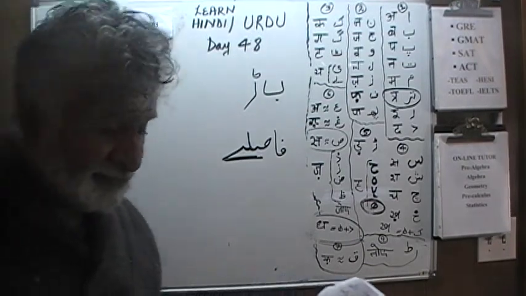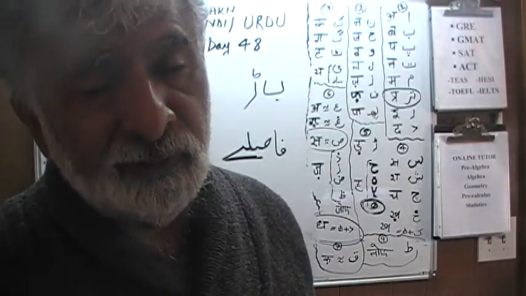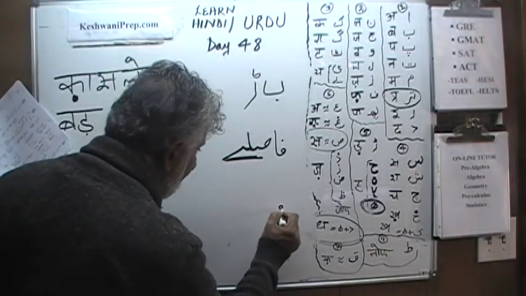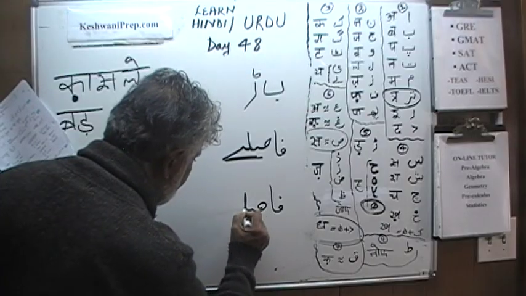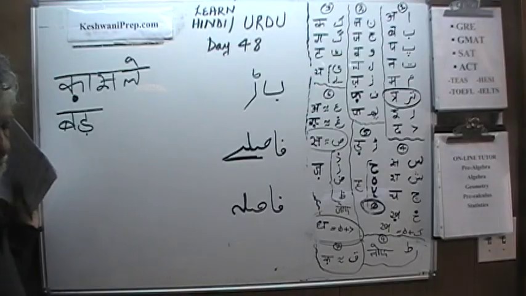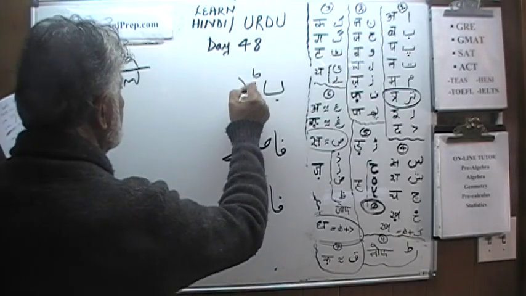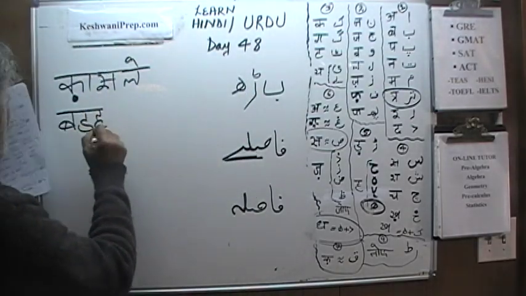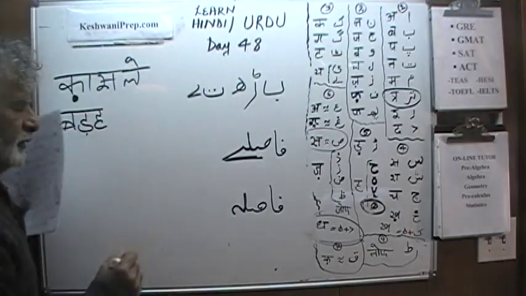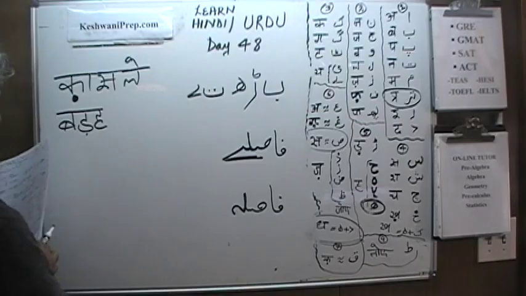I never explained to you what fasle means. Fasle is the plural of the singular fasla. Fasla means distance. Fasle is distances. Fasla, your singular, would be like this. Fa, sa, and then la would be like this, with a ha, like that. That's the aki matra. Bar, ha. That's a ha. Bar, ha, te. Barhate means keep increasing.